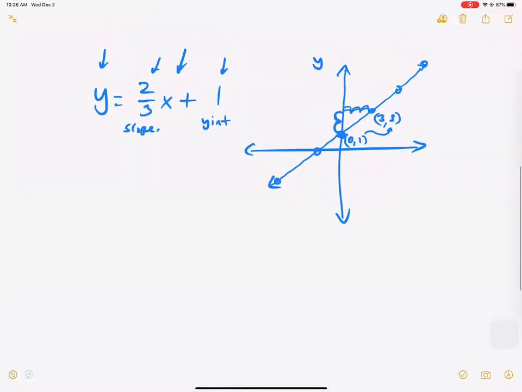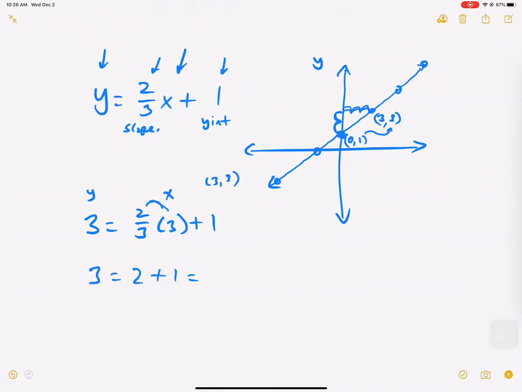If I said x was 3 and y was 3, 3 is equal to 2 over 3 times 3 plus 1, where this is x and y, okay? My x was 3 and my y is 3. Would this still be a true statement? 2 times 3 is 6. 6 divided by 3 is 2, and 2 plus 1 is 3. This is a true statement. Yes, it worked. So (3, 3) was a point that works. That makes this a true statement.